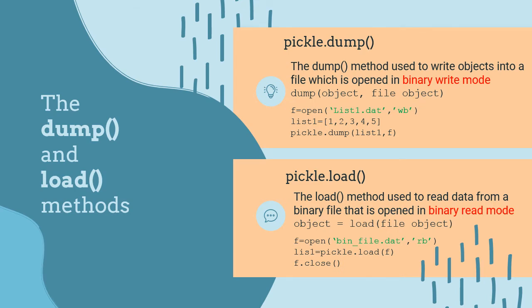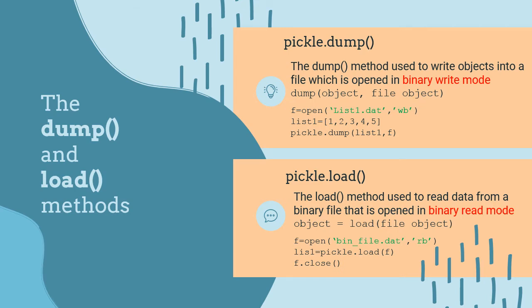Okay, so the syntax is given here, similar to the dump method: object is equal to pickle.load, then the file object, which object should be loaded. Then f is equal to open, and the file is opened in the binary read mode. Then list1 equal to pickle.load(f), where f is the file object. After loading this data, you can close the file with f.close. Then finally we can print list1.